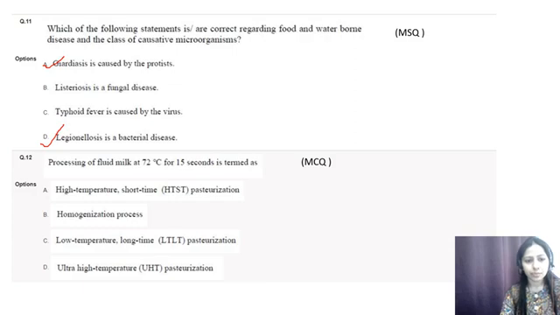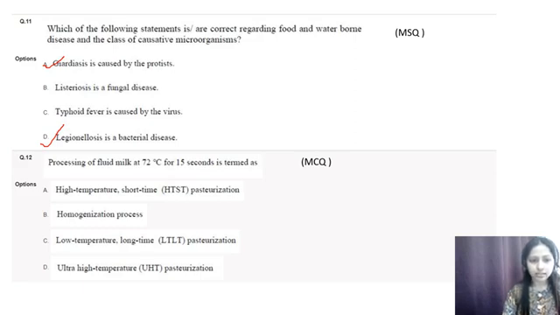Question number 12. Processing of fluid milk at 72 degrees Celsius for 15 seconds is termed as. Options are A, high temperature short time, HTST; option B, homogenization process; C, LTLT, that is low temperature long time; and D, UHT pasteurization, that is ultra high temperature. Over here the correct option will be option A, high temperature short time.